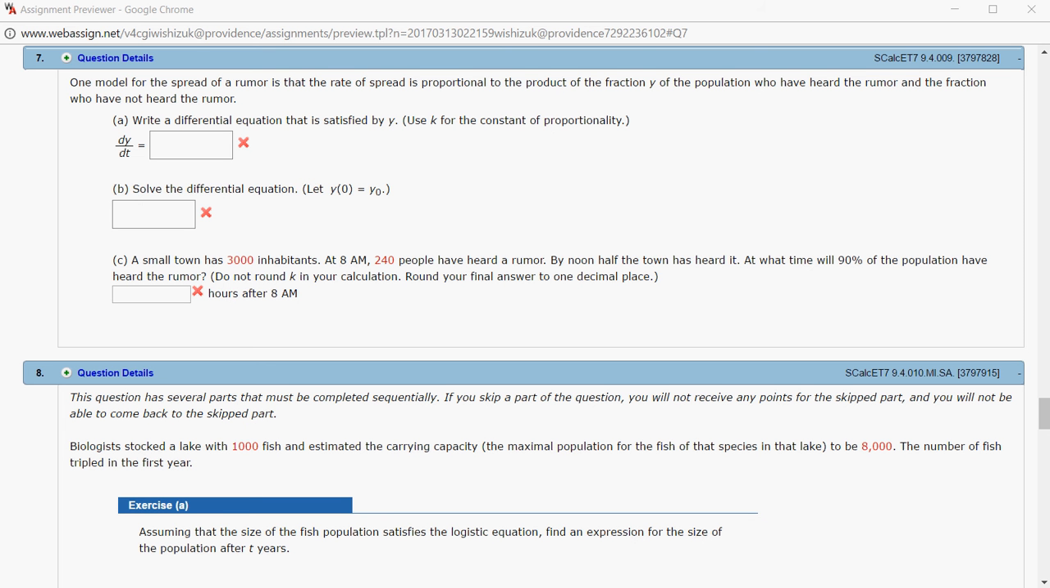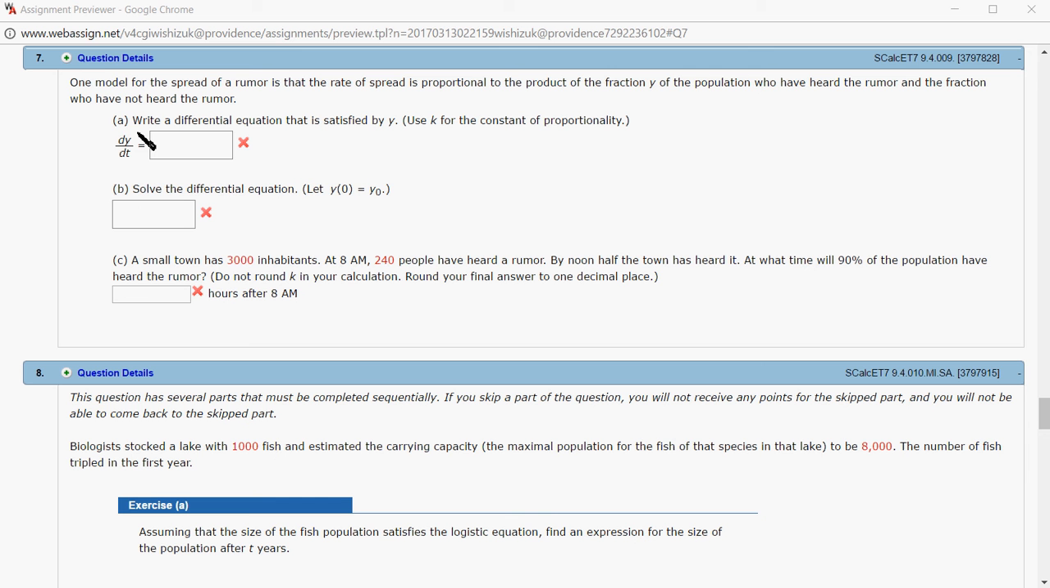All right, let's look at homework 9.4, problem number 7. One model for the spread of a rumor is that the rate of spread is proportional to the product of the fraction y of the population who have heard the rumor and the fraction who have not heard the rumor. Let's set up a differential equation.